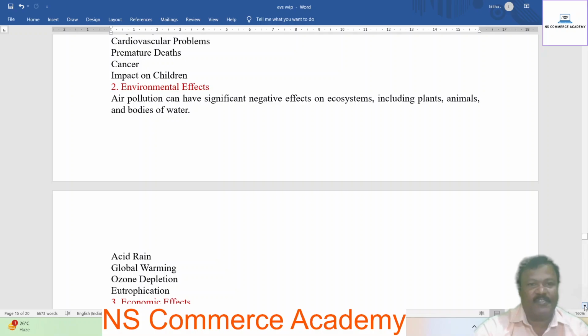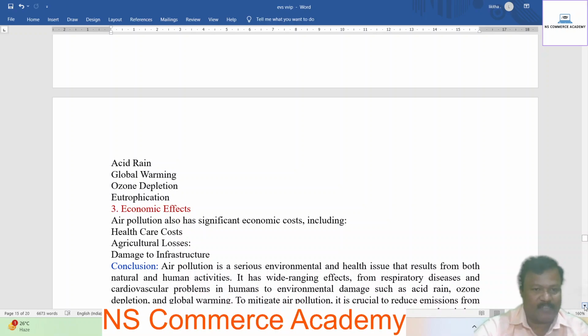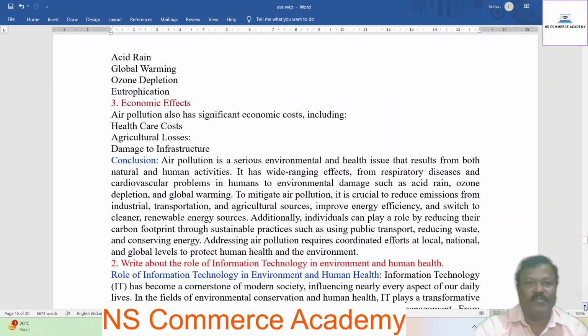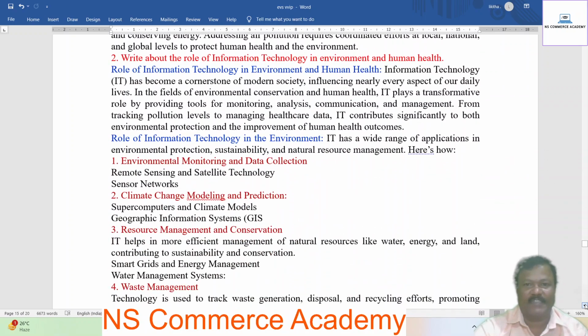Environmental effects: air pollution can have significant negative effects on ecosystems, including plants, animals, and bodies of water: acid rain, global warming, ozone depletion, eutrophication. Economic effects: air pollution also has significant economic costs, including healthcare costs, agriculture losses, and damage to infrastructure. Next, write about the role of information technology in environment and human health.